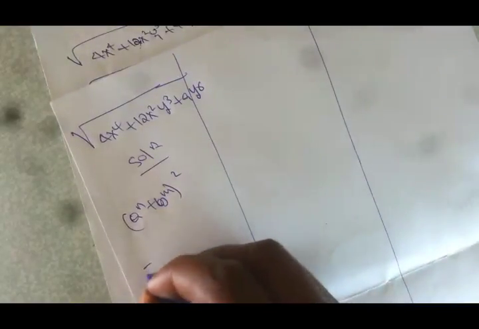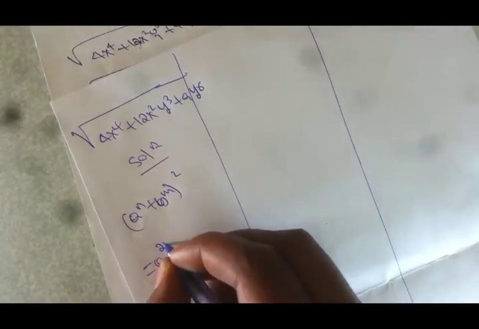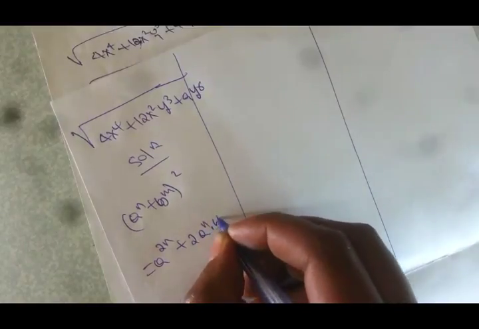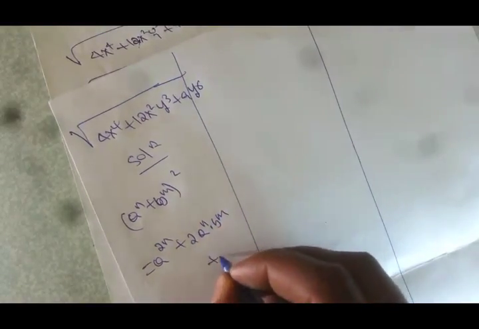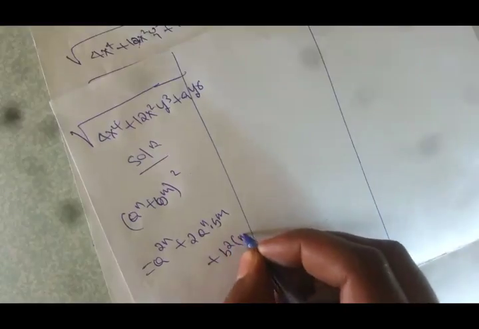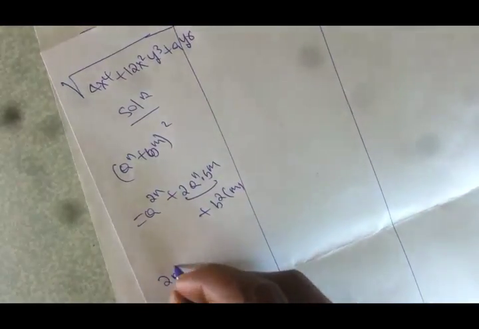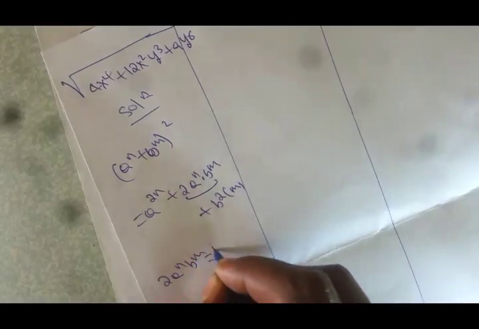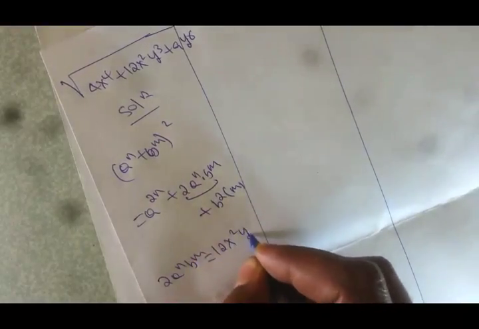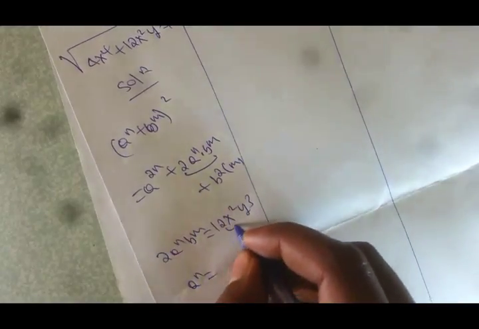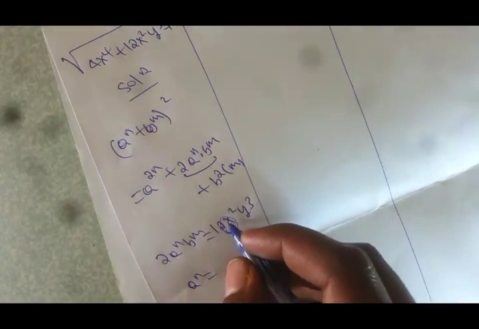This is equal to a raised to 2n plus 2 times a raised to n times b raised to m plus b raised to 2m. So we have to check this. Therefore, 2 times a raised to n b raised to m is equal to 12 times x square y cube. Therefore, a raised to n must be equal to x square.